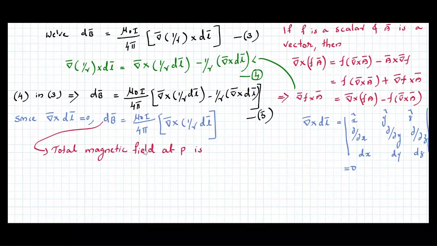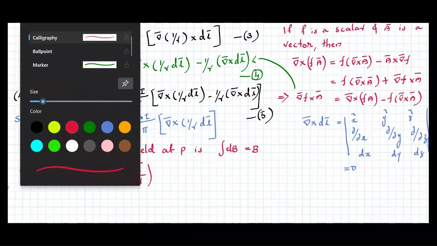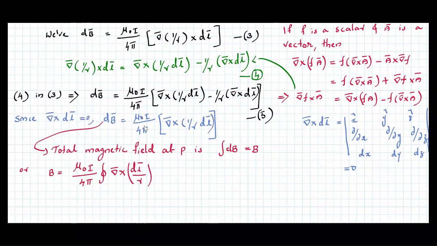Now what is the magnetic field at point P due to a closed loop carrying current I? Equation 5 gives the magnetic field of an element dl carrying current I. Now the magnetic field of the entire loop can be obtained by integrating equation 5. That is B is equal to mu 0 I by 4 pi closed integral del cross dl by r. We have taken closed integral because we are considering a closed loop.